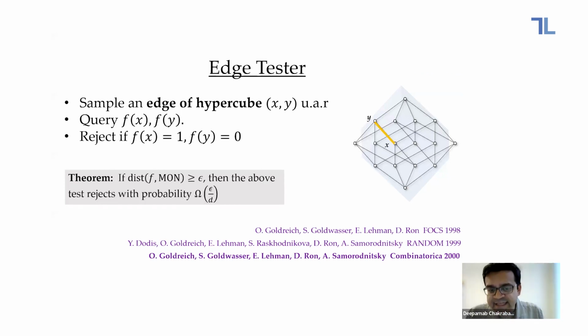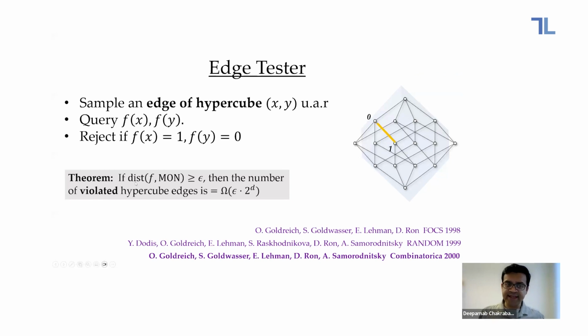And the theorem basically is saying that if a function is far from monotone, then there are lots of violating edges on the hypercube. In particular, it is saying that if the function is far from monotone, then the number of violating edges is roughly epsilon times 2 to the d. This implies the previous one because the total number of edges in the hypercube is roughly d times 2 to the d. It's d by 2 times 2 to the d if you want. And so if the number of violating edges was epsilon times 2 to the d, the probability a random edge catches it is going to be this divided by d times 2 to the d, which is epsilon by d. So this is the theorem that I want to show.